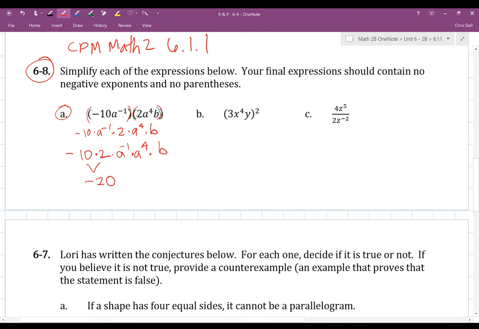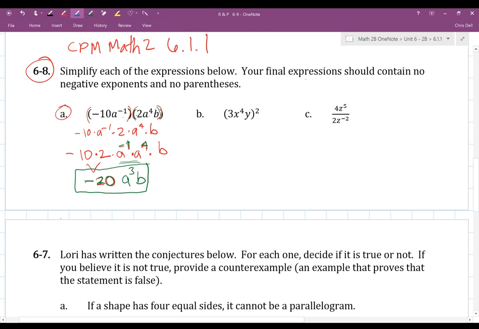When it comes to the a's, we have a to the negative 1 and a to the fourth. When you multiply like bases, you add the exponents, so it becomes a to the third. So I have negative 20 a to the third, and then the b is just by itself. That is my simplified answer: no negative exponents, no parentheses. But why did that work? Let me explain that.